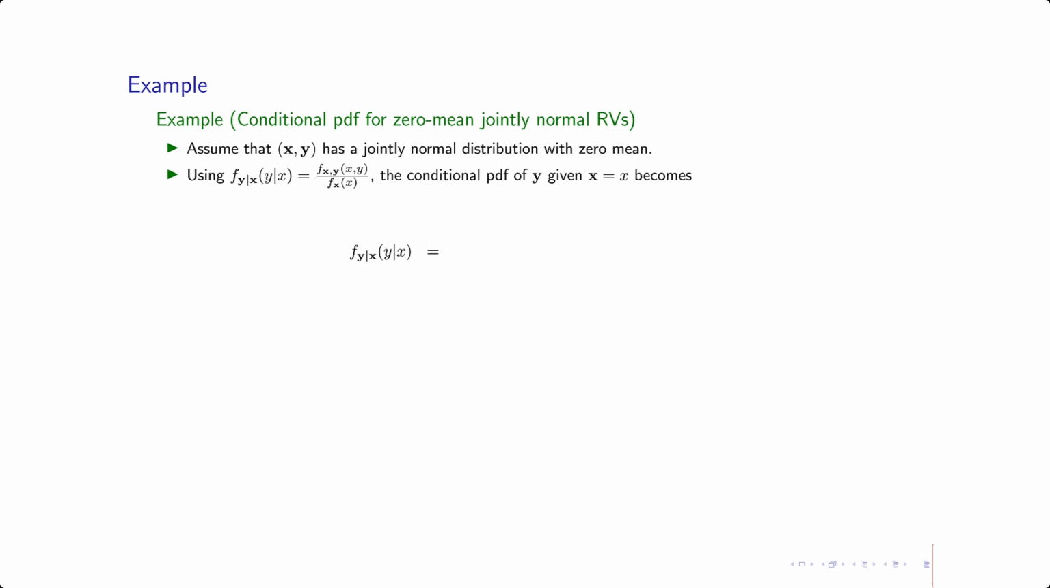So in this case, we will have to write the expression for the numerator and denominator, and then try to find the conditional PDF of one of them given that we know the other one. So we know that if they are zero mean and jointly Gaussian, this is the joint PDF, which is divided by the marginal PDF.